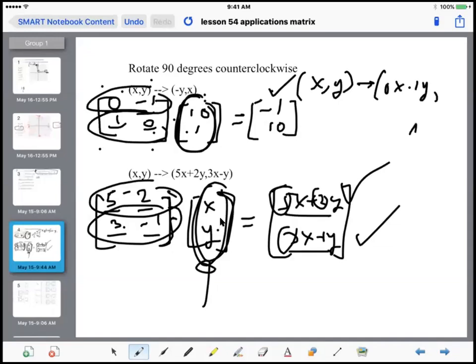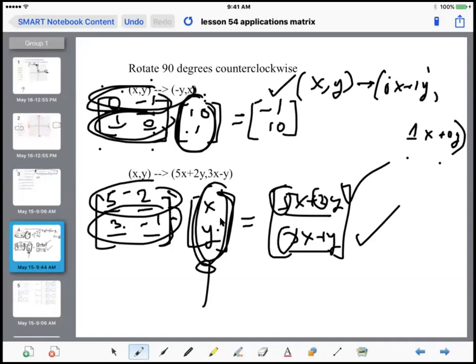So in general, we could even take this original one and write it as 0x minus 1y, comma, 1x plus 0y. And if we did that, we could actually see the four numbers: 0, minus 1 ends up there, and 1, 0 ends up there.